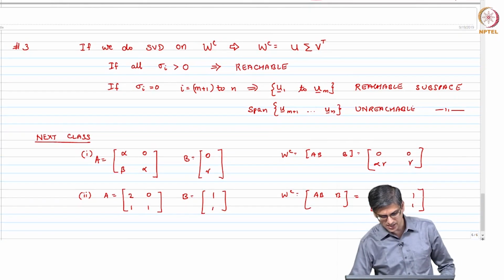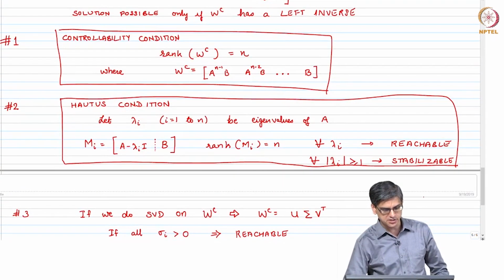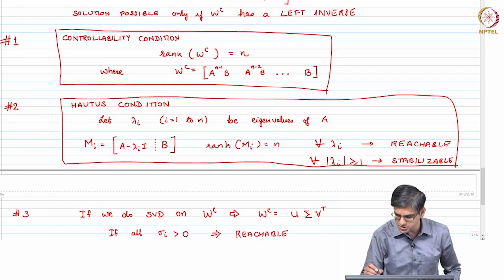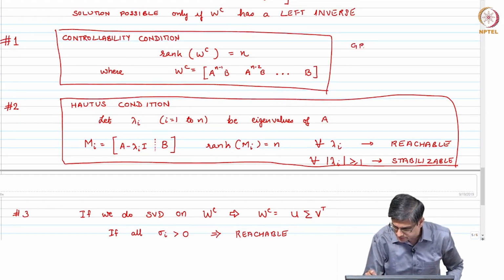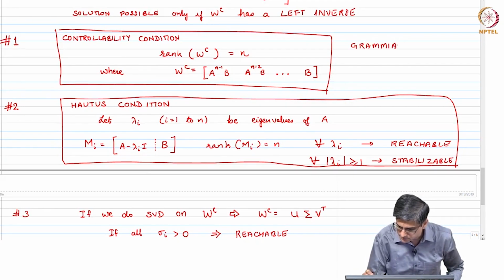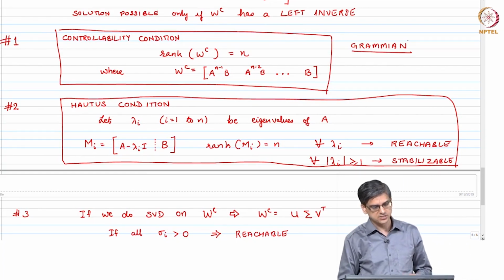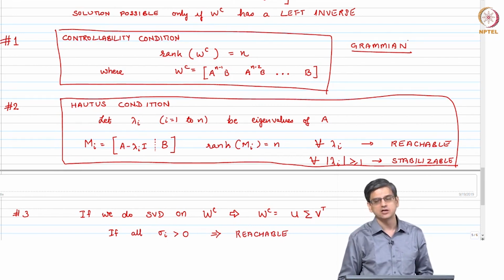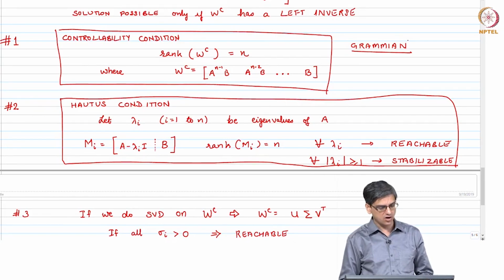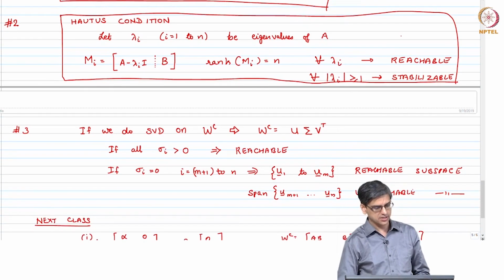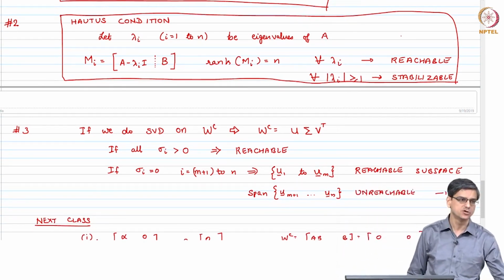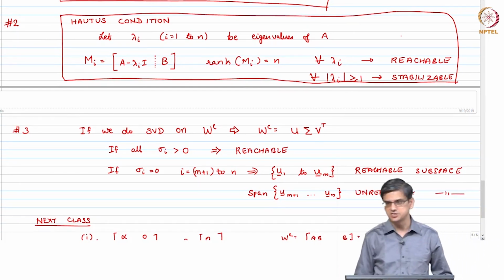So, to summarize this class, for the controllability condition, you build the W_C, called the controllability Gramian. A full rank W_C matrix means the system is controllable. Then you have this Hautus condition where you check whether or not the rank of [A minus lambda I, B] is equal to n. And the third thing is that SVD on W_C will tell you which subspaces are reachable and unreachable.